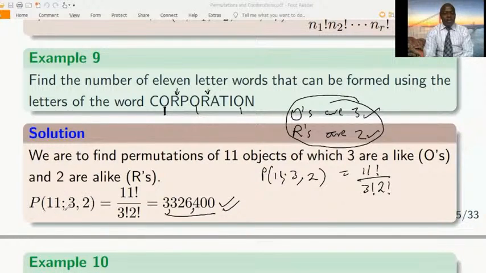And what is important here is that some of the objects were similar, and you then discover that the formula is slightly different from the other formula we've been using before, where the objects were not similar. So when the objects are similar, the formula becomes slightly different. And I hope you've noticed that difference.